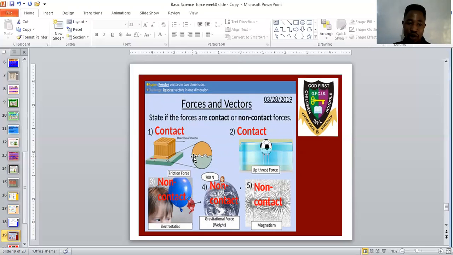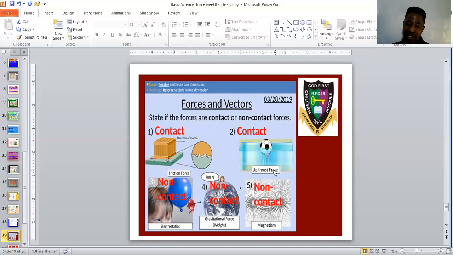You can see here contact force. This is contact force, friction. This is non-contact force. When you rub a balloon on your hair, the balloon can do that trick, electrostatic force. If you now use that balloon to touch another thing, like a strand of hair, it is going to be attracted to that balloon.